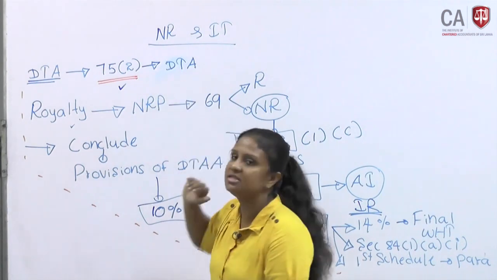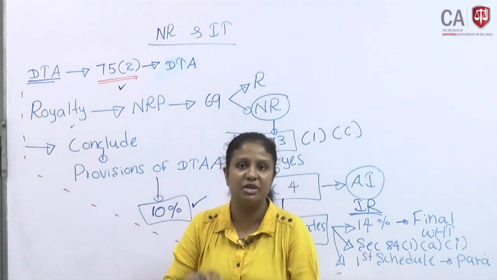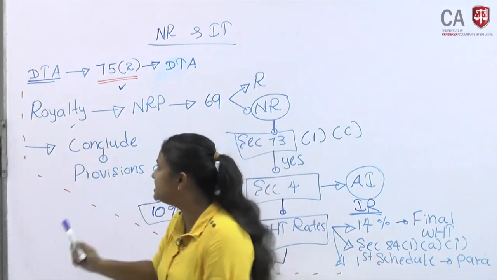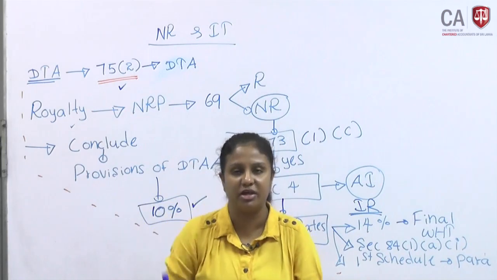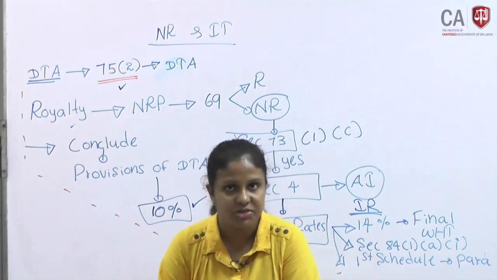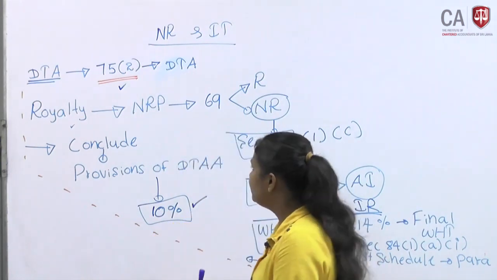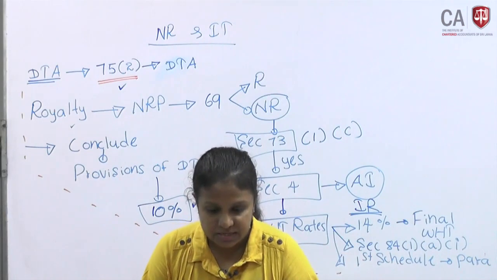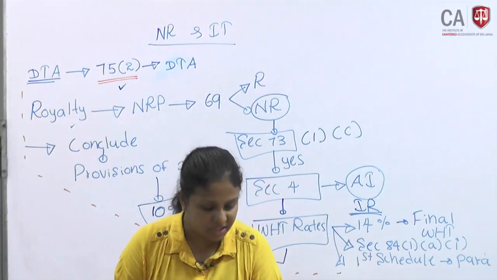section 75 subsection 2, we should apply the provisions of the double taxation treaty if there is a treaty between these two contracting states. Am I clear to you? Okay, then with this overall understanding, we will start the discussion of the double taxation treaty.